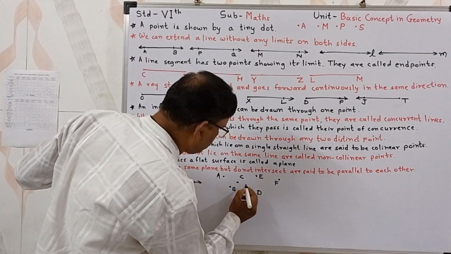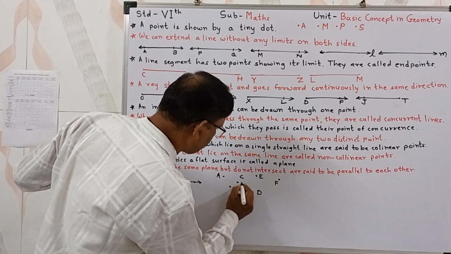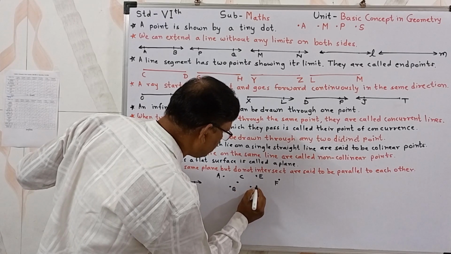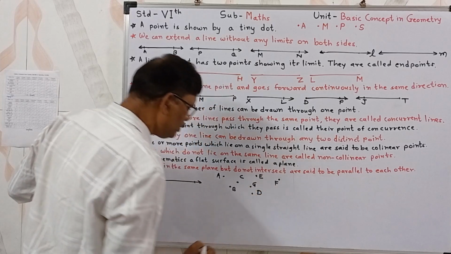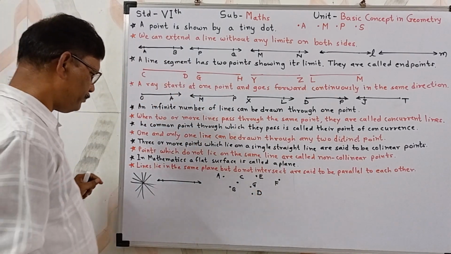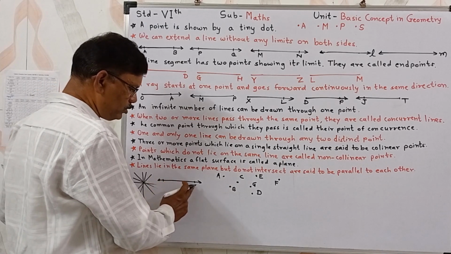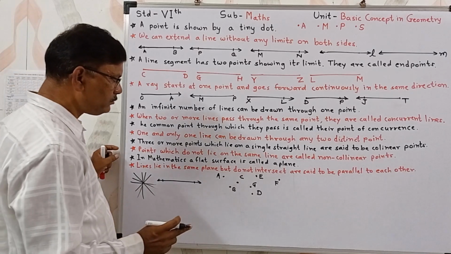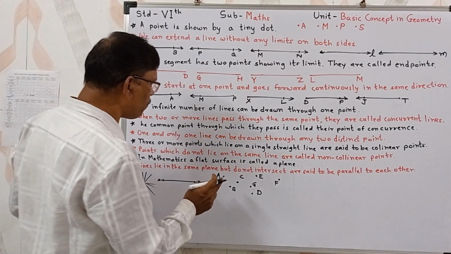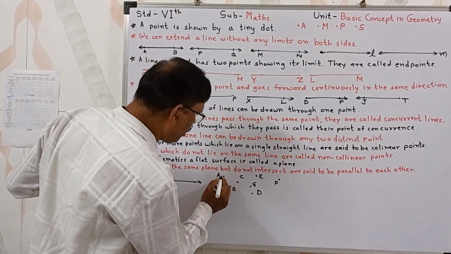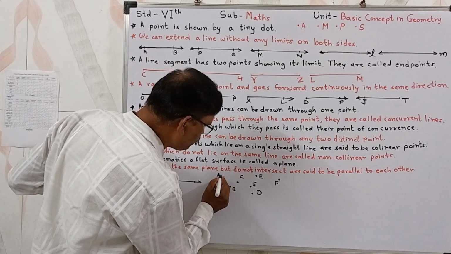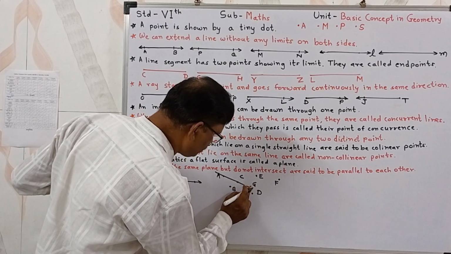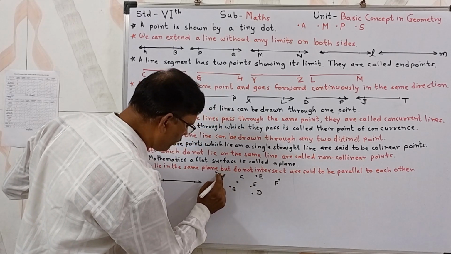Or here is also point D, but here point G. Listen, we can draw one line through 2 points, but when there are three or more points, listen here, I am drawing a line.